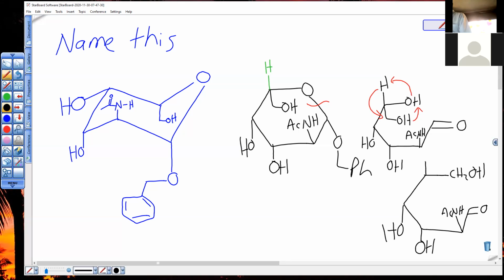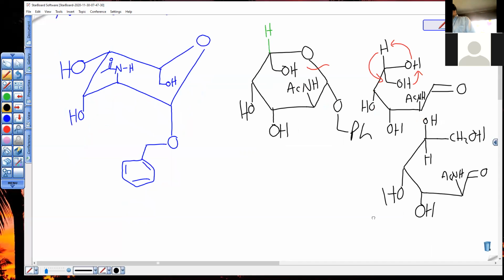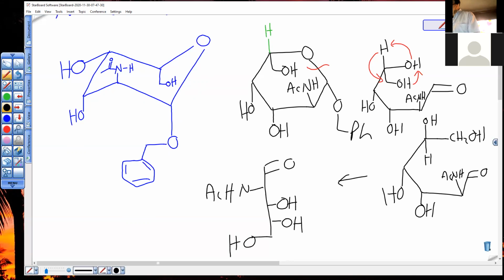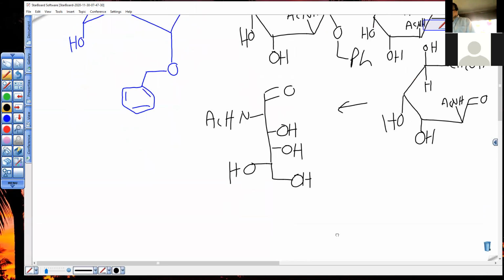We have, oh, this is an L sugar. How do I know it's an L sugar? Up, left. Left. So that translates to this right here. Up left, down right, up left. Up left, down right, up left, CH2OH. You're not going to find that one on the handout.